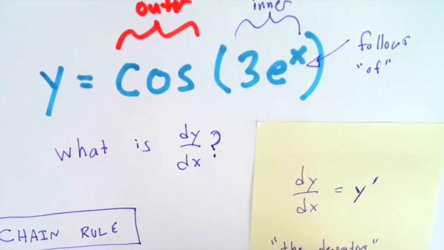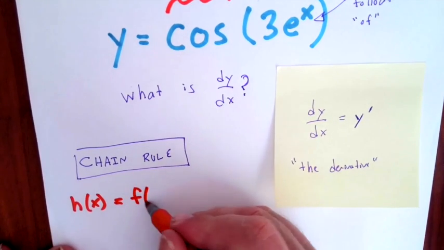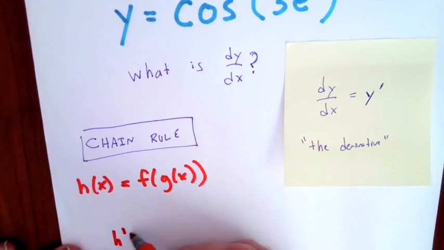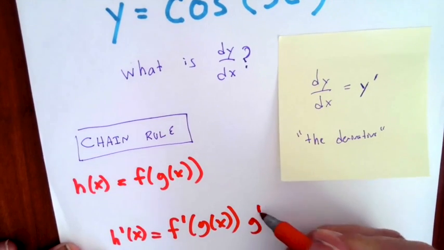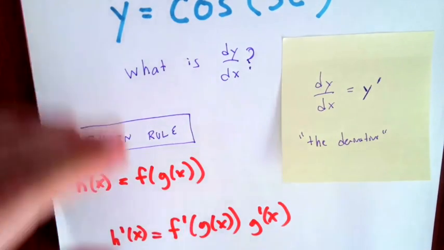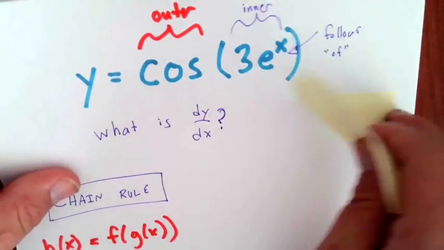So the pattern that we have is if h of x is equal to f of g of x, then h prime of x is equal to f prime of g of x times g prime of x. It'll be a little bit like product rule in that I would have an f and a g, but the way that the things proceed is different.